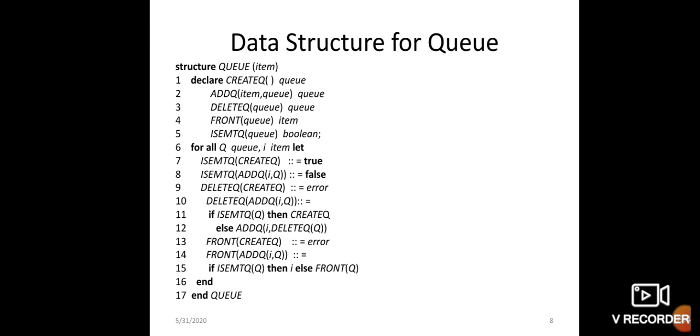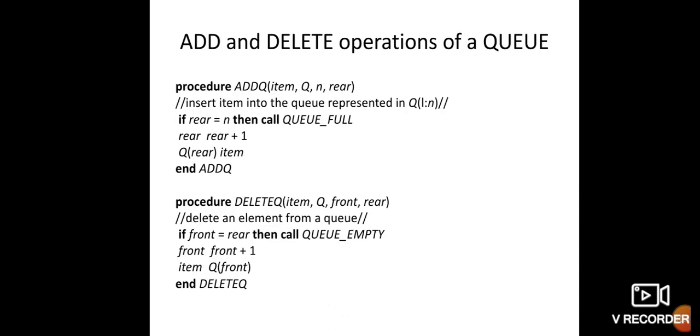Suppose you have created a queue and then you try to display the front, it will just show an error. Front means it will delete from the front, and it will insert from the rear. This is the concept. The only thing is that front will be there instead of top in the stack.